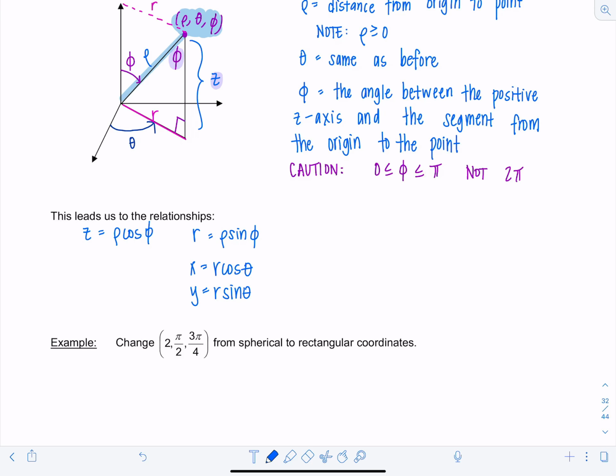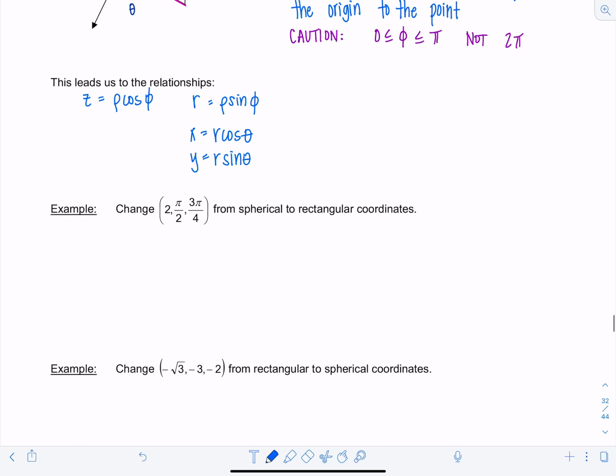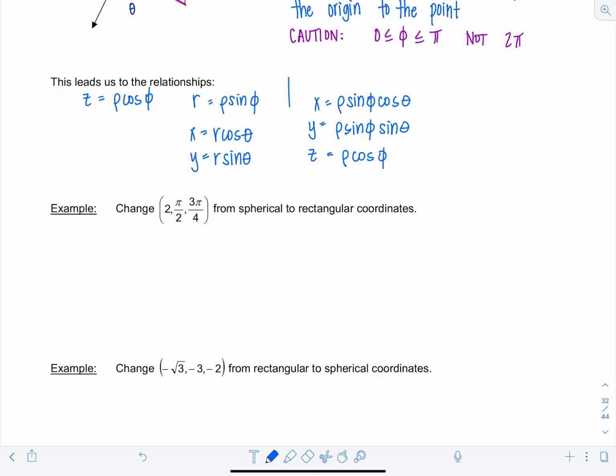So now putting it all together, if you want to go from spherical to rectangular, we have the following. x is equal to, normally it's r cosine theta, so you substitute in rho sine phi for r, giving rho sine phi cosine theta. y is going to be rho sine phi sine theta. And then z is the one that's short and sweet, rho cosine phi. Okay, so here are our relationships.